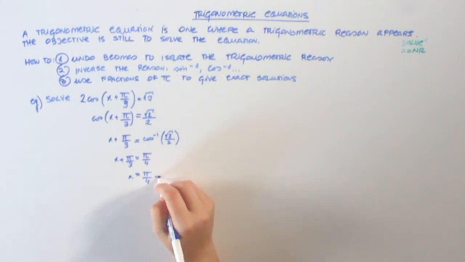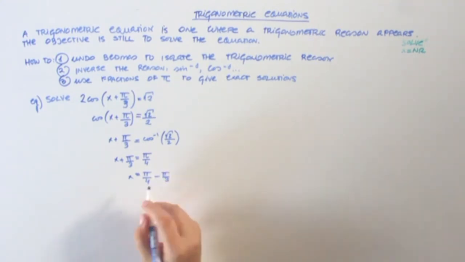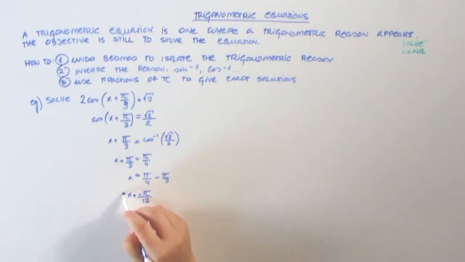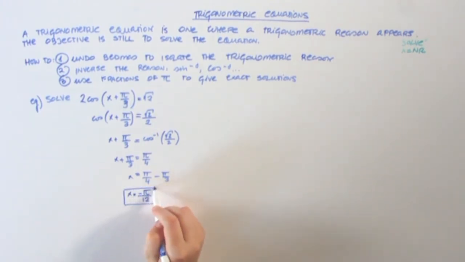Then I'm solving for x, so I can pass that fraction subtracting, and if I operate with fractions, pi fourths minus pi thirds, x equals minus pi twelfths.